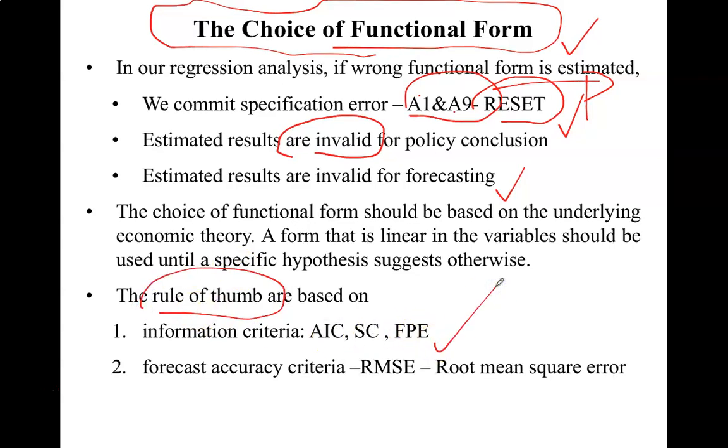Number 1 here is we use information criteria: AIC, SC, and FPE. AIC is the Akaike information criterion, SC is the Schwarz criterion, and FPE is the final prediction error. This is just how we choose which one will be the best model based on this indicator.